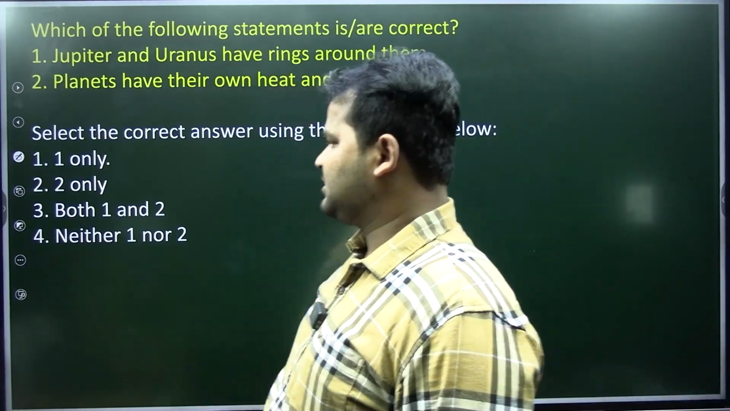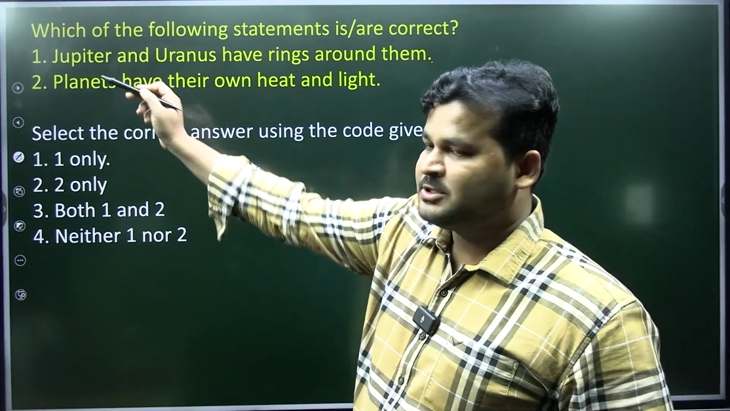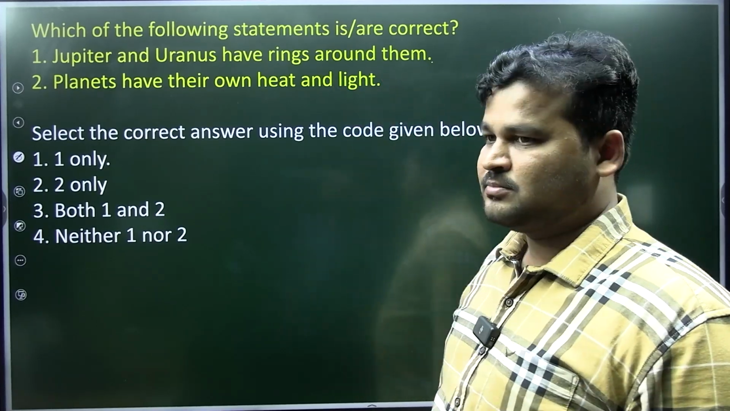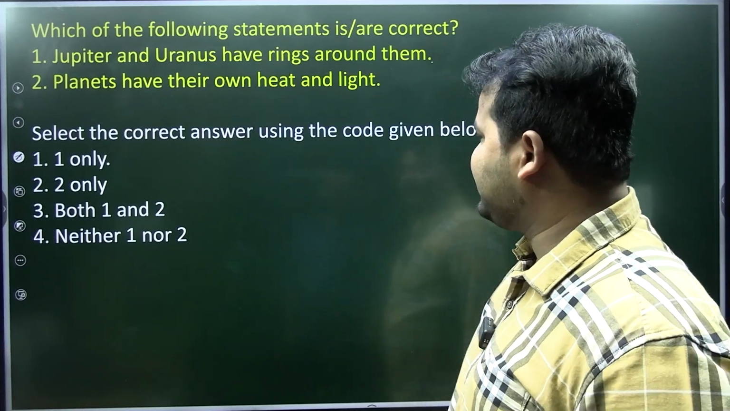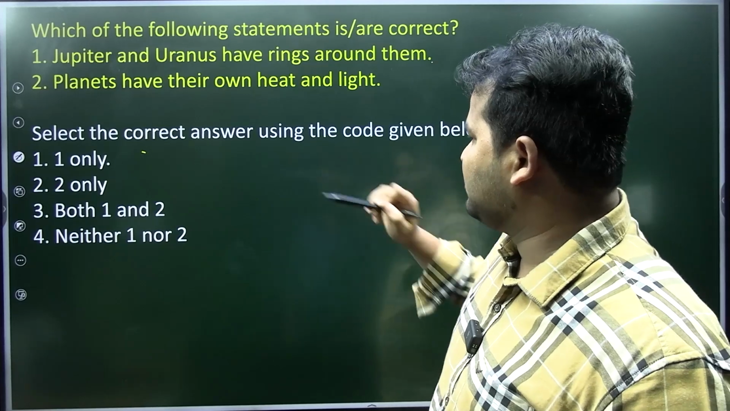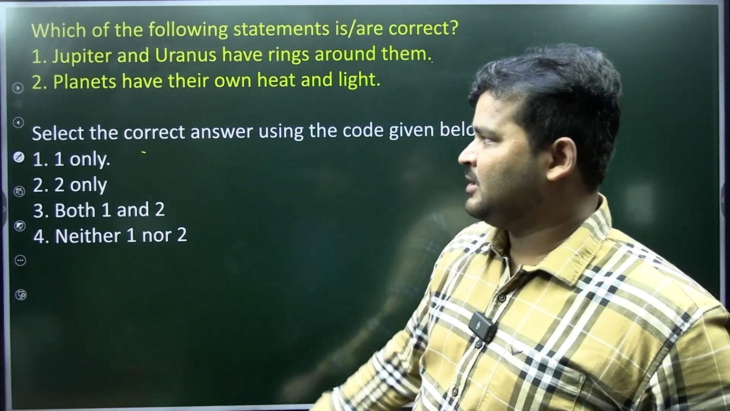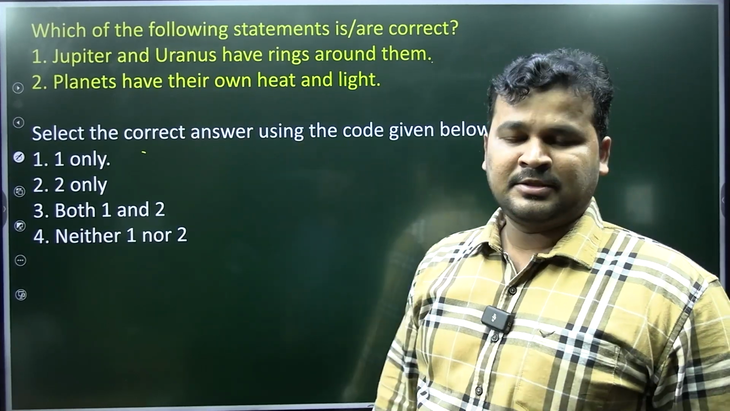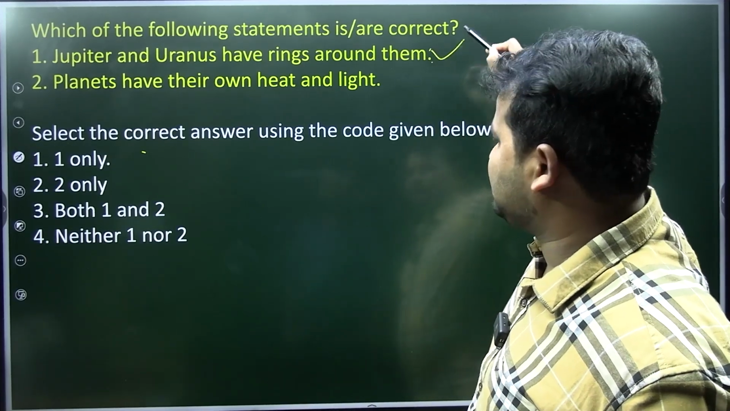Please remember it. Next, which of the following statements is correct? Statement 1. Jupiter and Uranus have rings around them. And second one, planets have their own heat and light. Select the correct answer using the code given below. Here they are asking whether Jupiter and Uranus have rings around them. Is it true or false? So here the answer is, this is true.